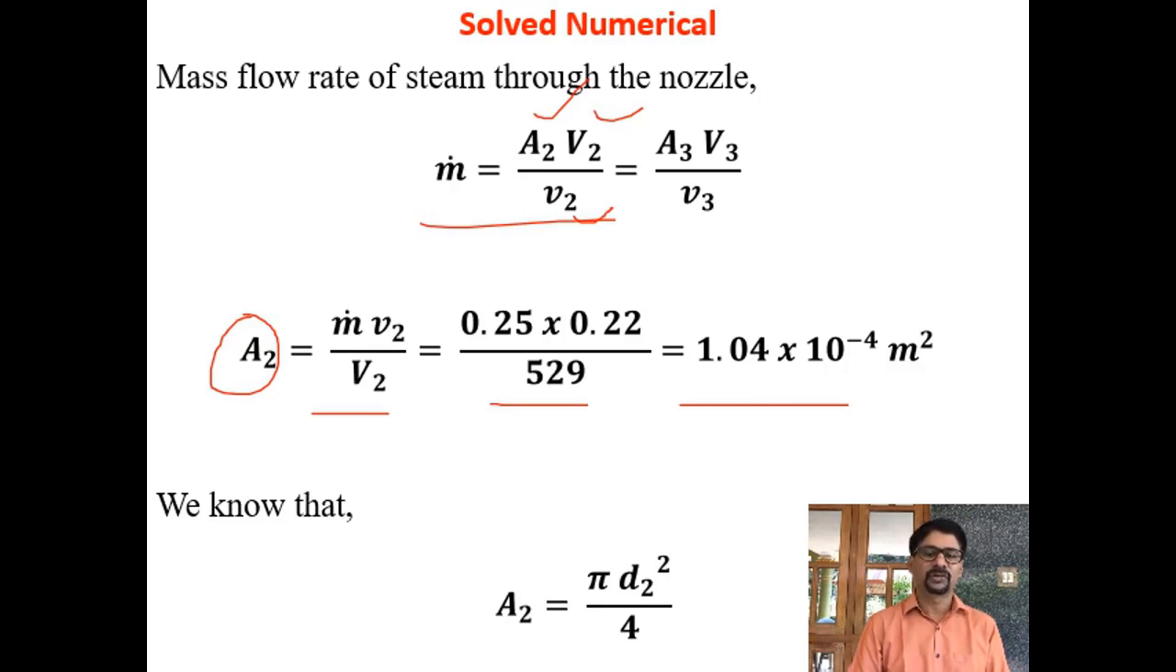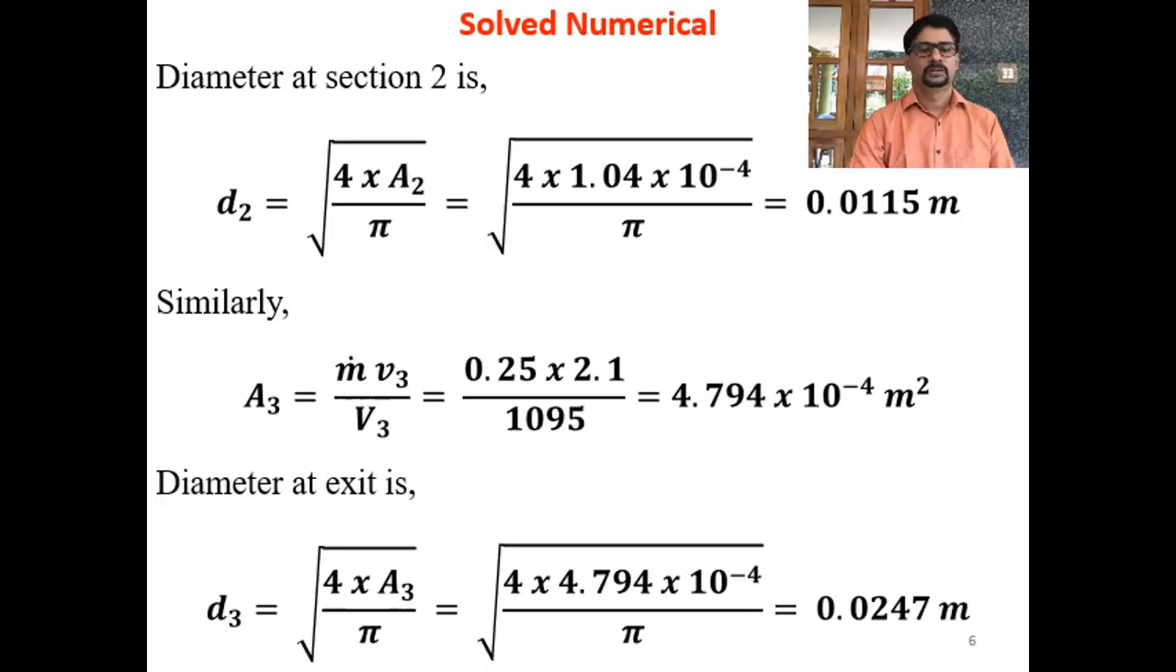But we are asked to find out the diameter at the section where pressure is 9.8 bar and also at the exit. So we know that area is equal to pi d square by 4, or area at section 2, A2 is equal to pi d2 square by 4. So rewriting this formula for finding d2, it is nothing but square root of 4 A2 by pi. So substituting 4 into 1.04 into 10 to the power minus 4 divided by pi, you'll get the diameter at section 2 as 0.0115 meters.